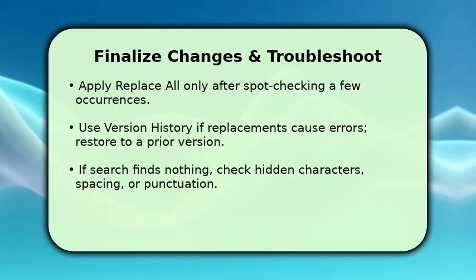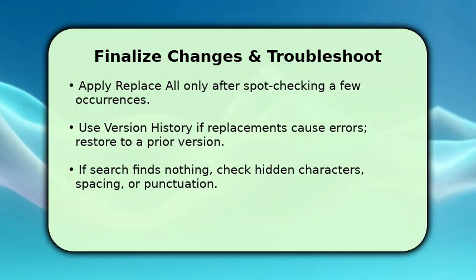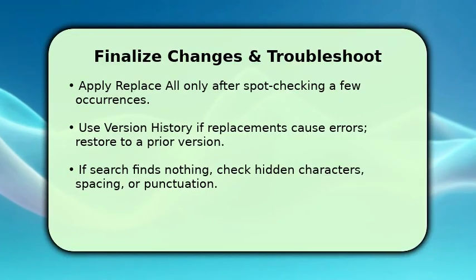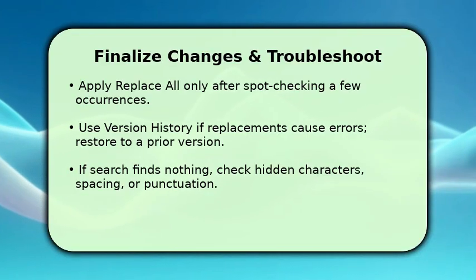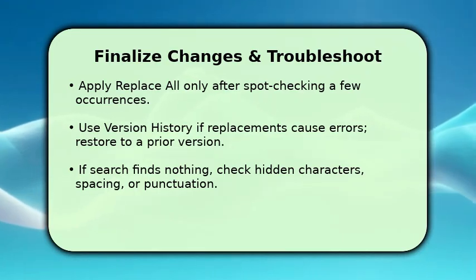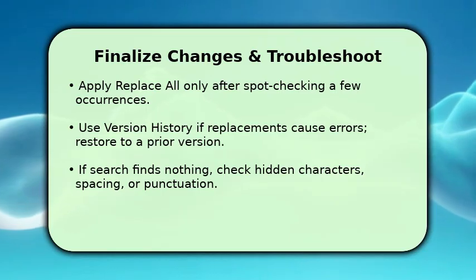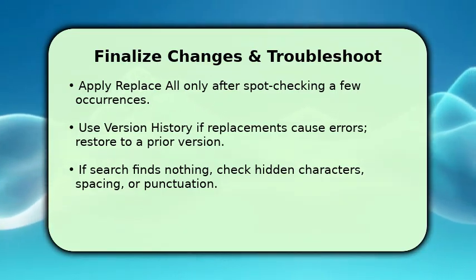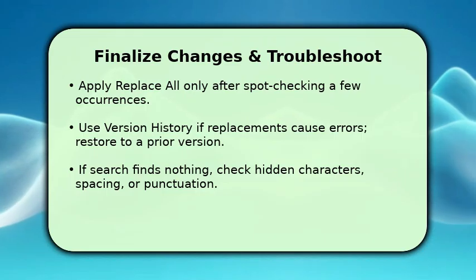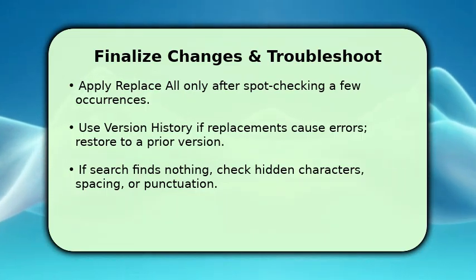Once finished, make sure to scan key locations and then use version history if anything went wrong so you can restore a previous state. If search returns no results, check for invisible characters, extra spaces, non-standard punctuation, or different spellings. Adjust your query accordingly. Finally, clear the find box to return to normal editing and keep working with confidence.